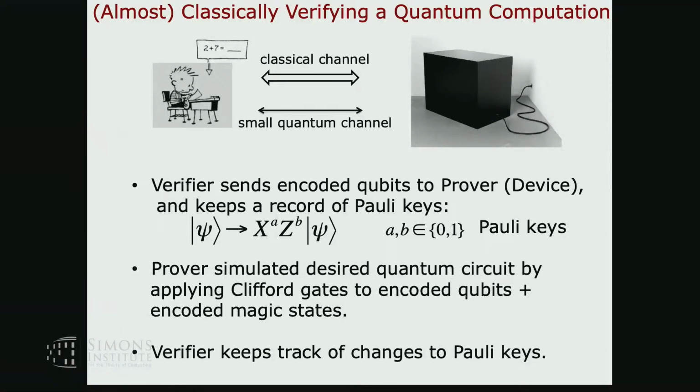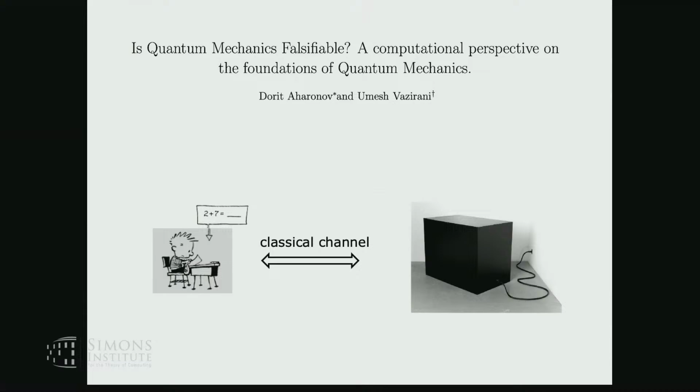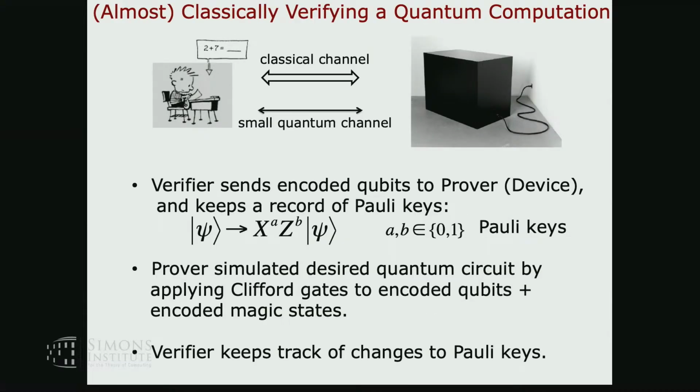And why can the prover not cheat? Well, because the prover doesn't even know what the qubits look like. The space is sort of hidden. So if the prover doesn't follow protocol, you'd expect that this would be detected. Now, I should say that it sounds easy, but it turns out to be really hard to prove that this is all correct.